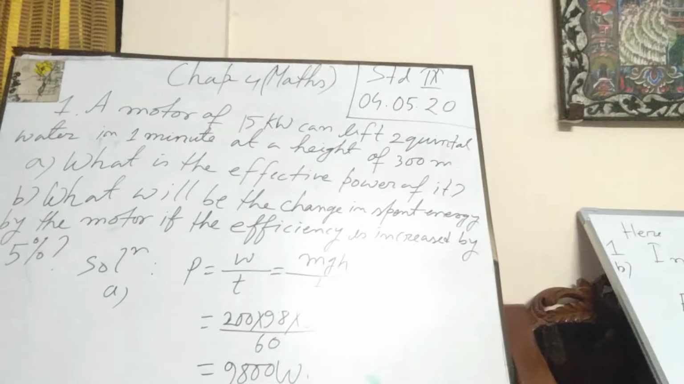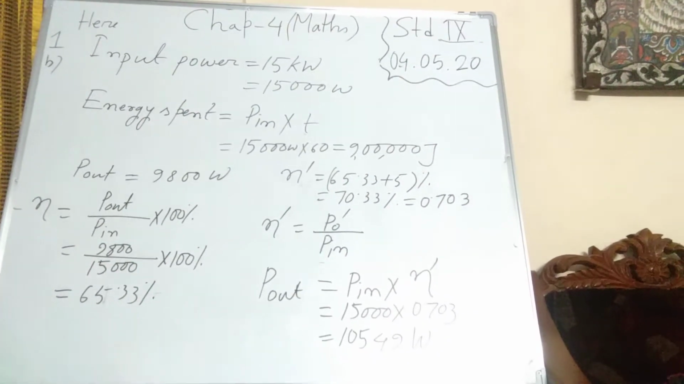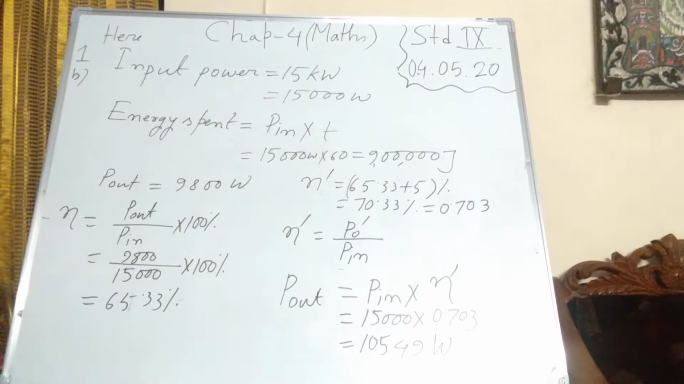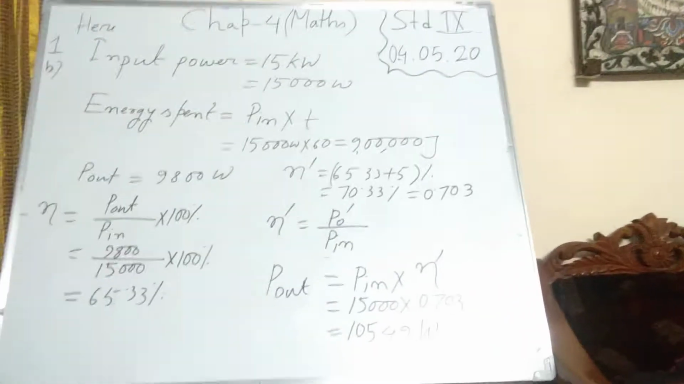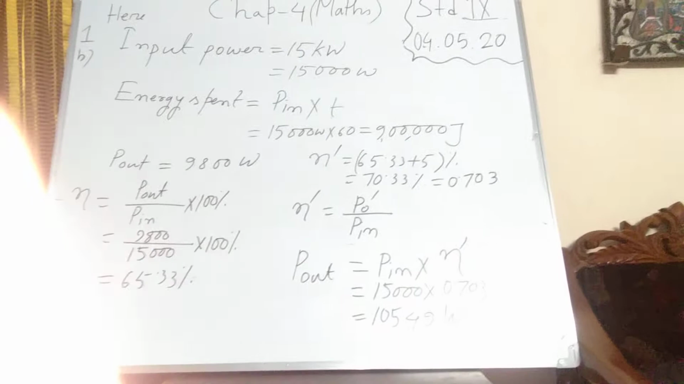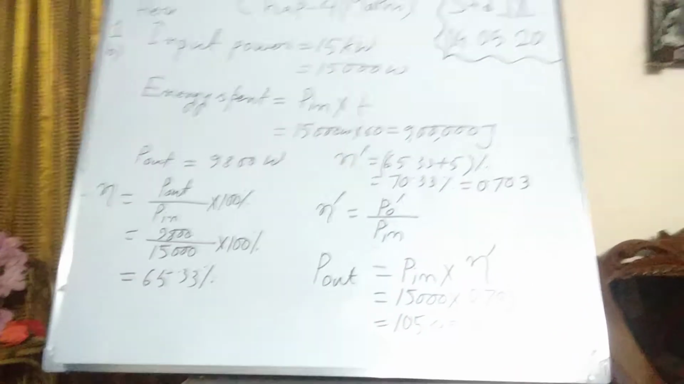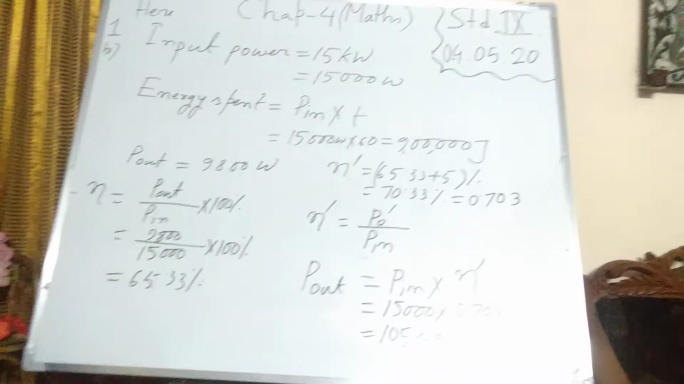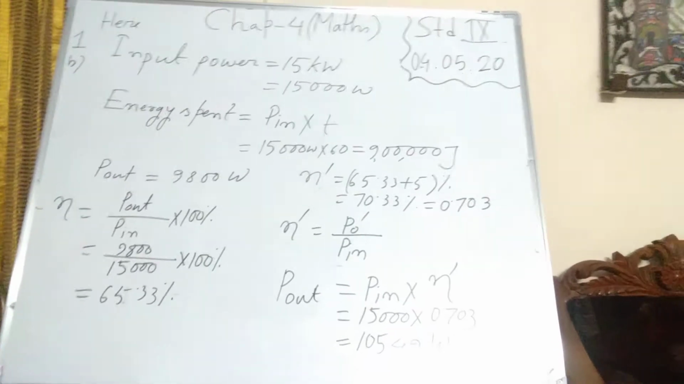Let's do B number. So in B number, what do you have to find out? What will be the change in energy spent by the motor if the efficiency is increased by 5%? So look everybody, in the question it is not given what the efficiency is in the first case. So I have to find out the efficiency at first. And if efficiency is increased by 5%, then what will be understood from it?